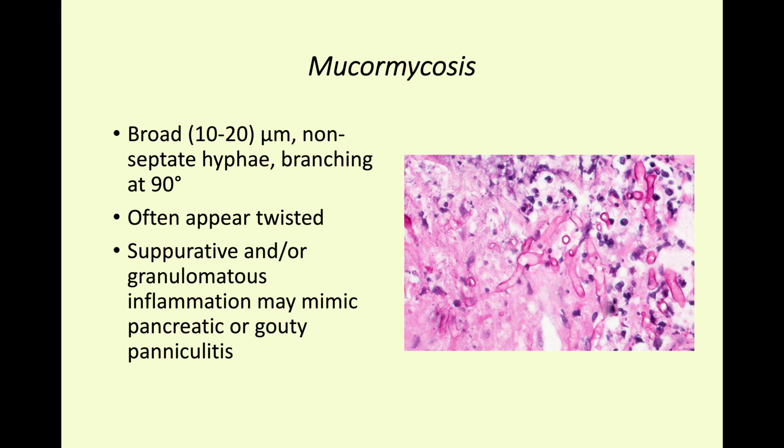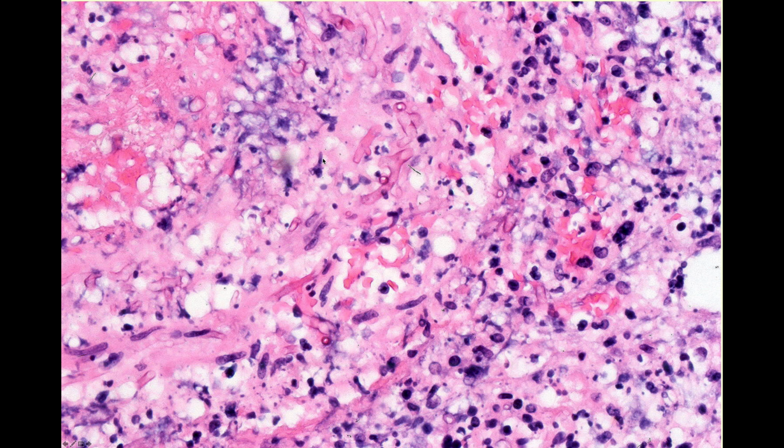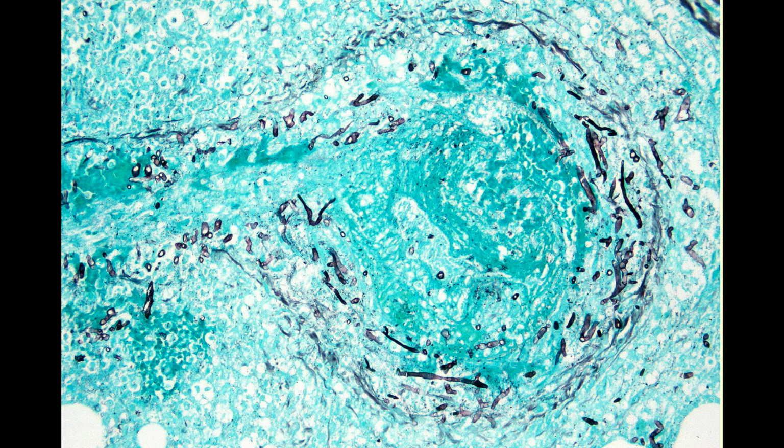And this is an example here of mucormycosis. This is a large vessel, and you can see the vessel wall is completely riddled with hyphae, and there's a surrounding suppurative inflammatory reaction. And there's that close-up view that we looked at earlier. And here's a silver stain showing numerous fungi both within the lumen of the vessel, throughout the wall of the vessel, and extending into the adjacent dermis.